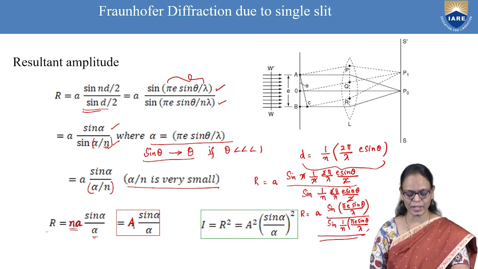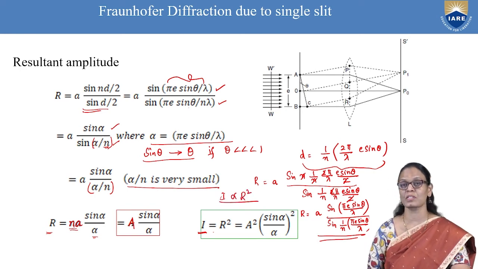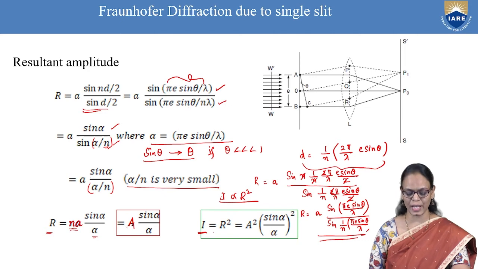So once you get the resultant amplitude, you can very easily calculate the intensity. Intensity is proportional to the square of the amplitude. I is proportional to R square. So here we keep the constant aside, and we are writing I is equal to R square. What is R? We got A sine alpha by alpha. So square of it will be A square sine square alpha by alpha square.